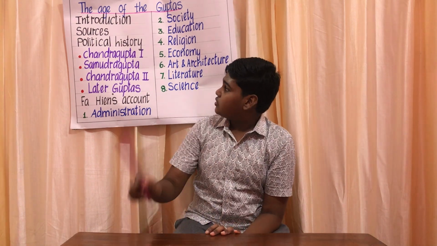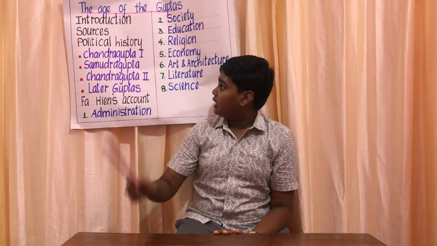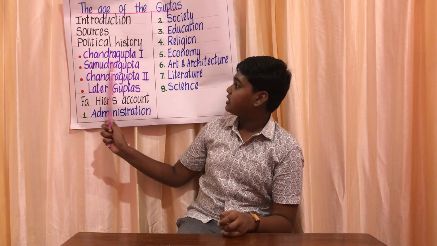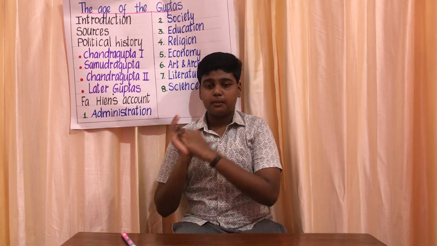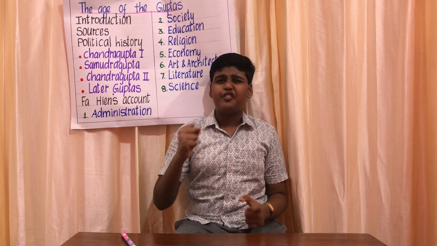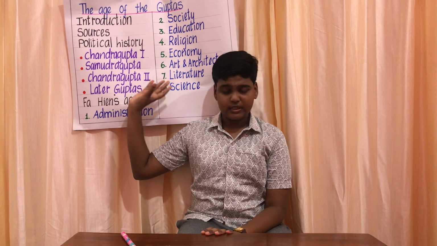Next is Samudra Gupta. I'm sorry, I didn't tell you the period. Chandragupta I ruled from 320 to 335 CE, and Samudra Gupta from 335 to 375 CE. Chandragupta I was succeeded to the throne by his son Samudra Gupta. Samudra Gupta is the most powerful ruler of the age of the Guptas.